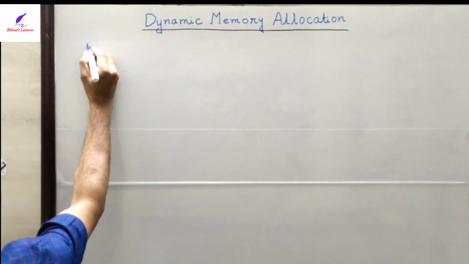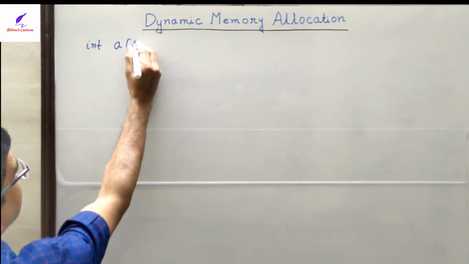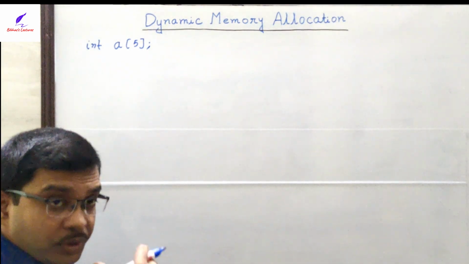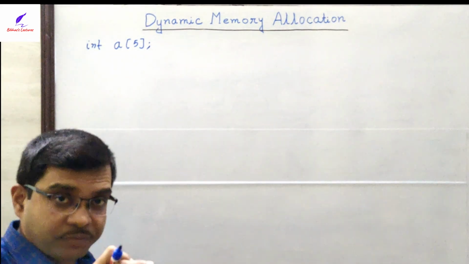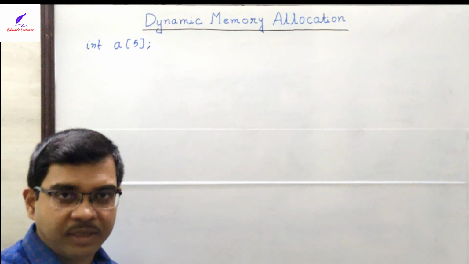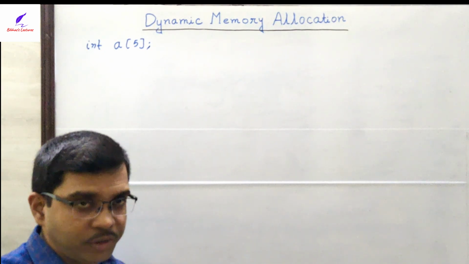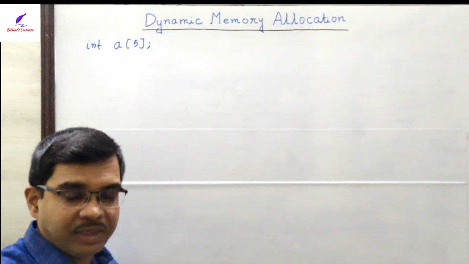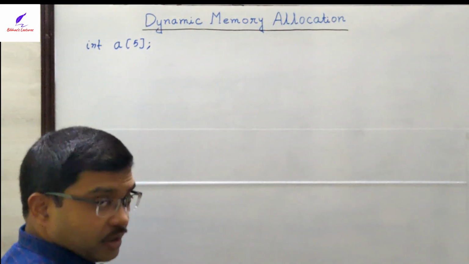First I am declaring an integer array A having size 5. After this line is executed by the C compiler, what will happen? The compiler will allocate memory for these 5 integer values. Suppose you are working in a 32-bit compiler, where an integer takes 4 bytes of memory. So for 5 integer values it will take 5 times 4, that is 20 bytes of memory in contiguous locations. So 20 bytes of memory will be reserved.